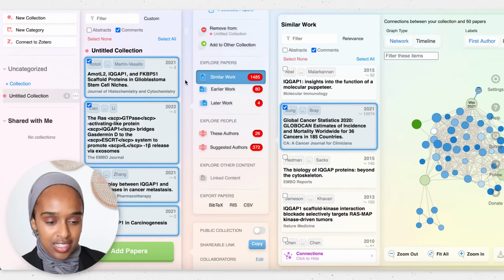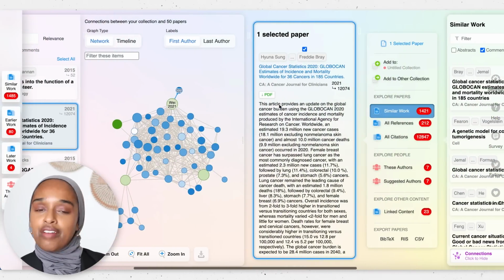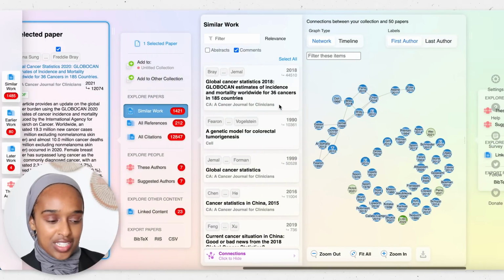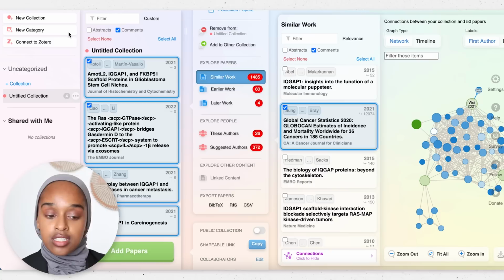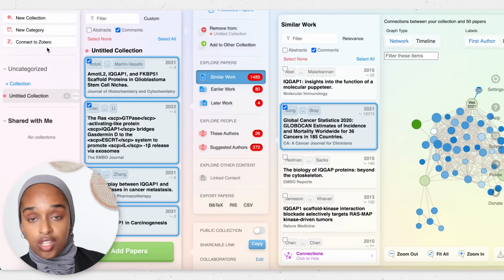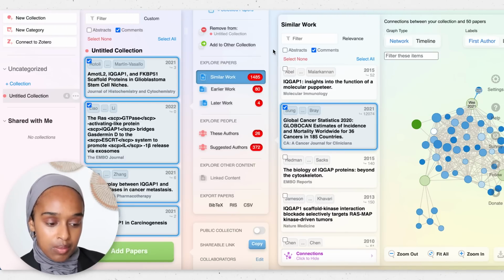So I find Research Rabbit a little bit too busy for my liking personally. You might find that you actually really enjoy this kind of layout. But essentially you input one paper, and you can either have your own collection, or you can connect to Zotero, which is your library that you've been collecting anyway. So it's quite a nice seamless way of doing it. And then you can explore other papers, so you can explore papers that are similar.